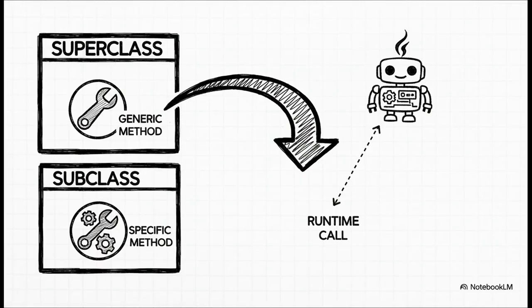So what is overriding? Well, it's when a subclass, like CD, defines a method that has the exact same name and parameters as a method in its parent class. The compiler sees the parent's method and gives you a thumbs up.